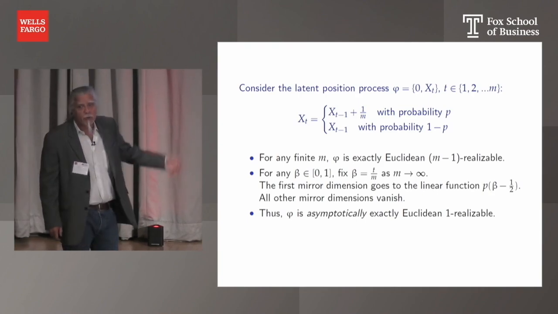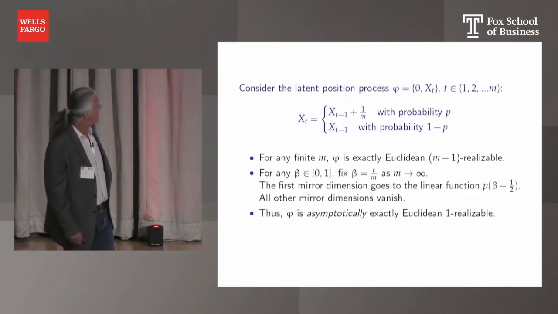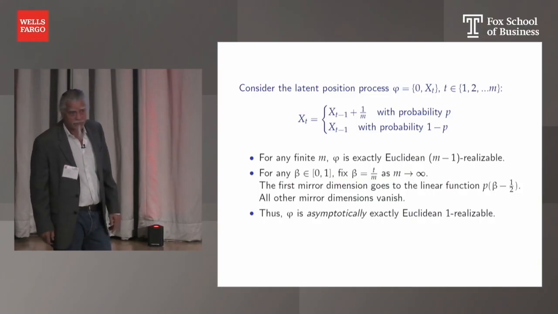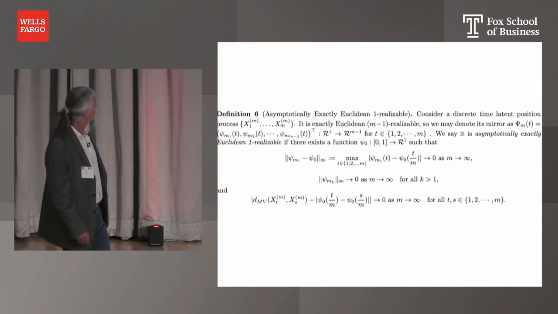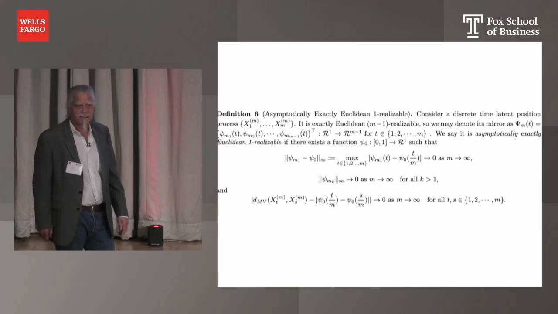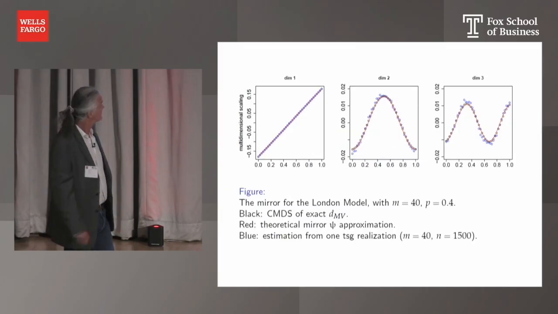And so we can prove that in this particular case, we do have this asymptotic exactly one realizable for this very simple London model that I don't think you should care about. That's to show you that I have at least the stage presence to skip that slide.